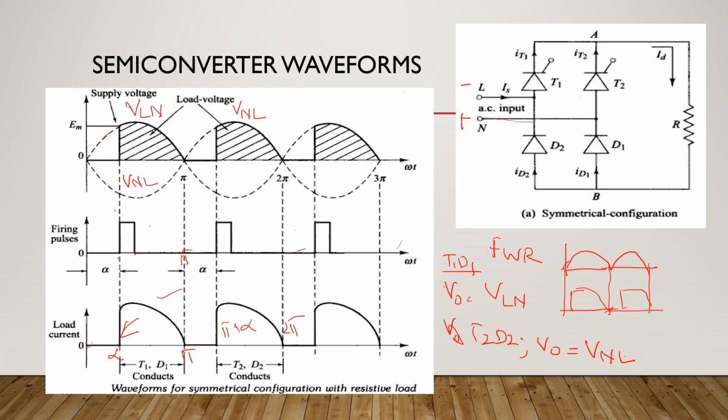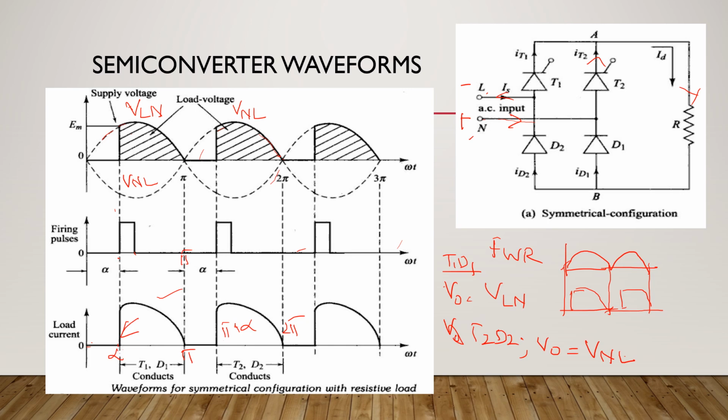In the negative half cycle, the current flows from N through T2, through the load, through D2, and then back to L. So N is positive with respect to L. So this is our negative half cycle. Negative half cycle means VLN is negative, but VNL is positive. And when we fire the thyristor T2 at pi plus alpha, you again have a firing pulse given. So T2 and D2 will conduct together, and we get an output across the load which is equal to VNL.